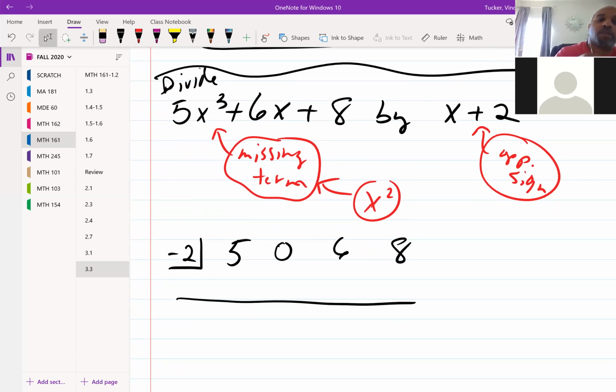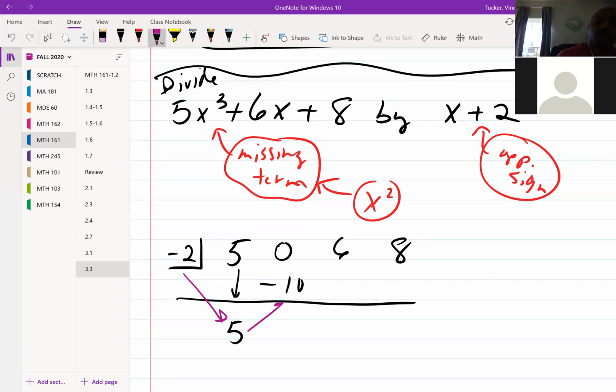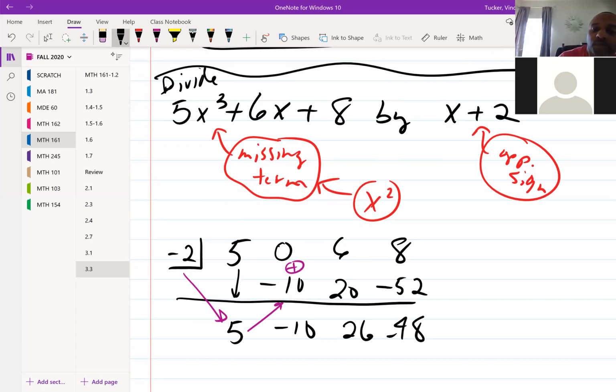All right, so bring down the 5. And -2 times 5 is -10. Add them together, it's just -10. -2 times -10 is 20. Add them together, that's 26. -2 times 26 is -52. Add them together, that's -44.